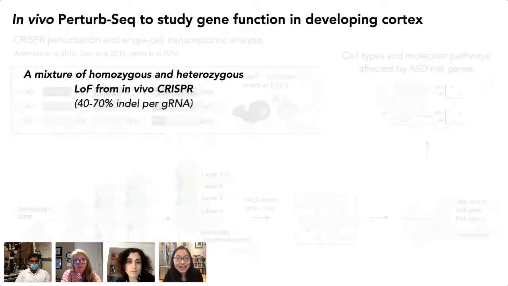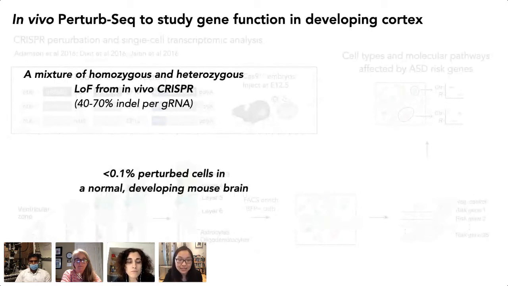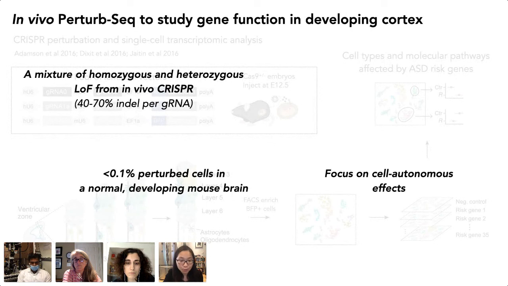So, for example, we're injecting guide RNA in vivo, and therefore this is only a result after analyzing a mixture of homozygous and heterozygous loss of function. We did test our guide RNA to make sure the gene knockout is efficient. And also, this is not really resembling the patient state, because the mouse brain in this case is actually a huge mosaic, and only less than 0.1% of the cells are actually perturbed. And they're sitting in a sea of wild-type, normally developing brain cells. And this method allows us, because of this, to focus on the cell-autonomous and cell-intrinsic effects.